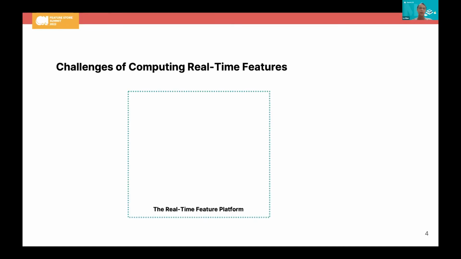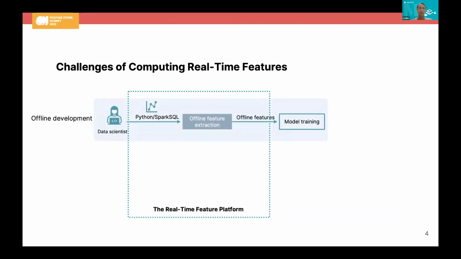Now let's see what the challenges of computing real-time features are, and why it is so difficult. Let's think about implementing a machine learning application in practice. First, the data scientists come to the project. They have a machine learning background, so they know how to define the features and do the model training. They like Python and SparkSQL to write the feature script. As long as the model can achieve high accuracy, their job is done. They don't care about the performance of the feature script online.